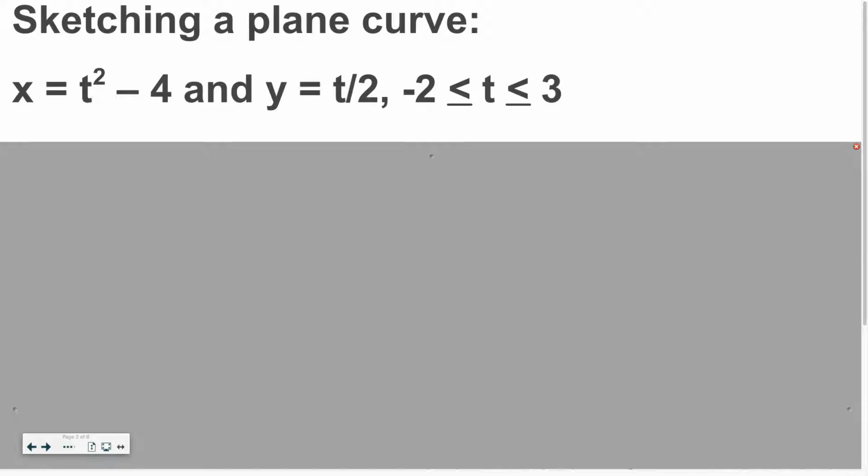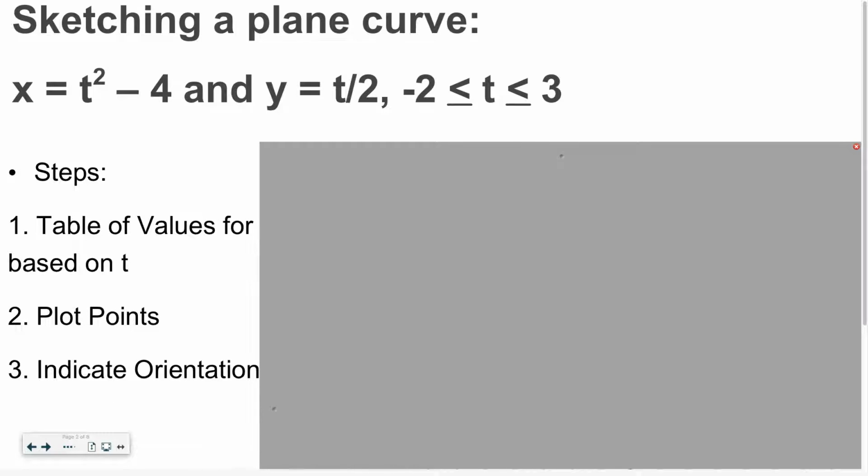So what we're going to do to graph this, especially since we have this interval, is I'm going to ask that instead of an XY table, you make an XYT table. If T is this, what is X, what is Y? If T is this, what is X, what is Y? So you're going to make a T, X, Y table. We're going to plot our points, and then we're going to connect them and indicate the orientation. We have to draw the arrows based on how we plotted our points.